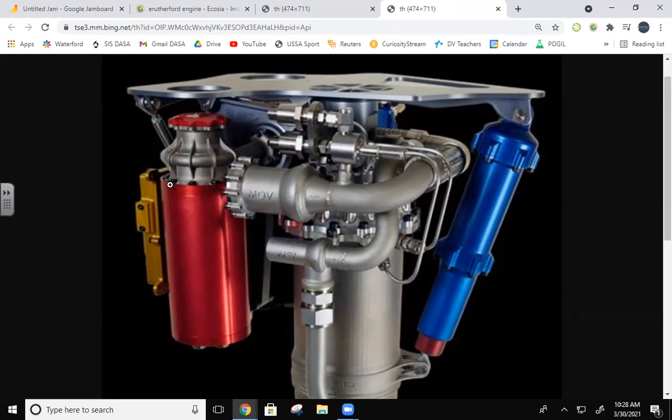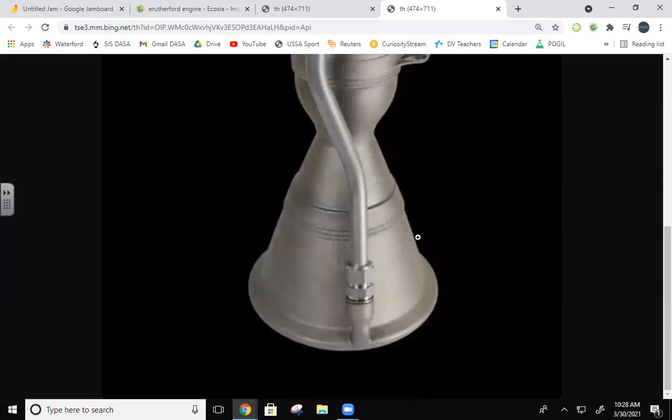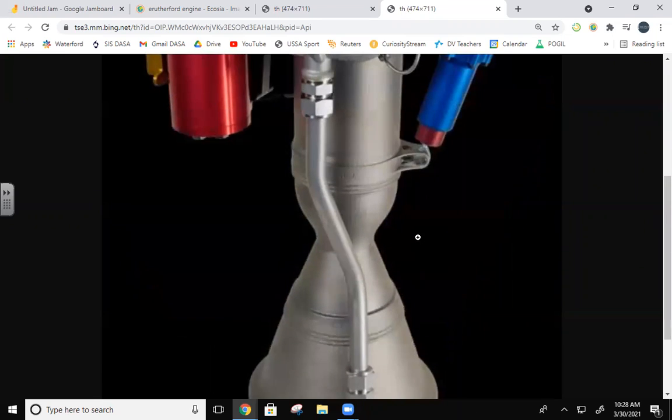Do you know what kind of alloys they use for the metal? I think that this is an alloy of titanium, actually.